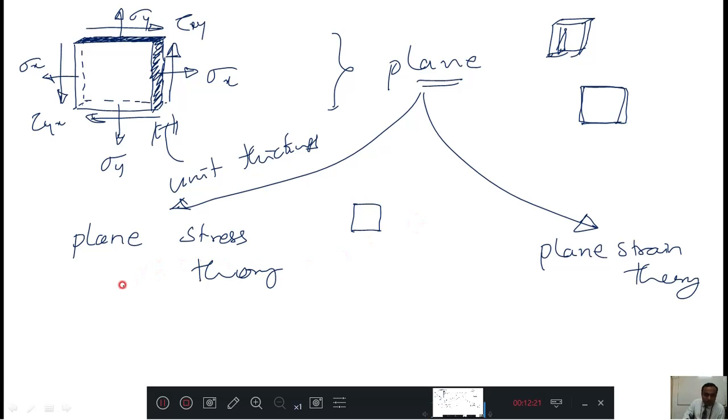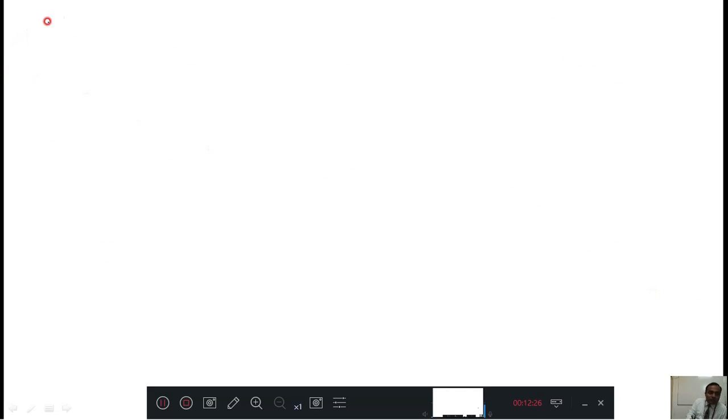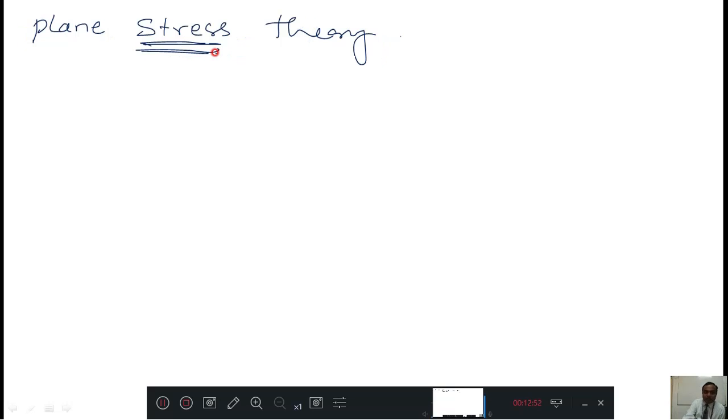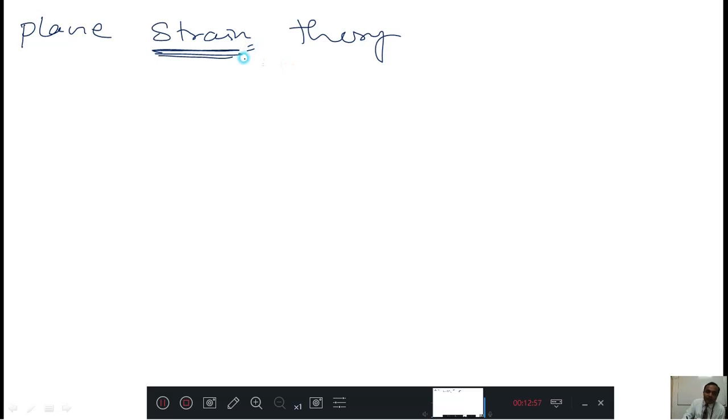Understood? Now understand what the plane stress theory is and what the plane strain theory is. Plane stress theory means your primary concentration is stress. When I say plane strain theory, then the primary concentration is strain. This is very general and common sense.